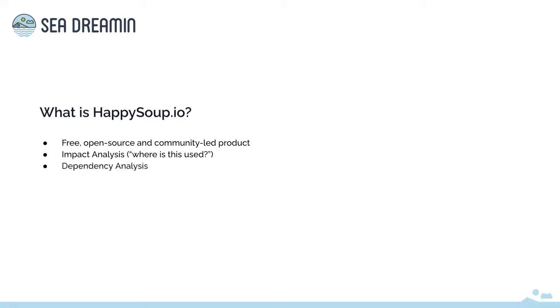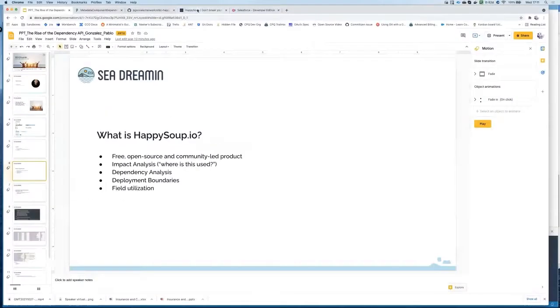It also allows for dependency analysis, which is a little different from impact analysis, and this ties in with deployment boundaries, a concept that HappySoup introduces to the Salesforce ecosystem, which I'll explain in a few minutes. And lastly, it also allows you to see field utilization, so that you can see how much a field is used in your actual data. But this will all make a lot more sense if I show you a demo.